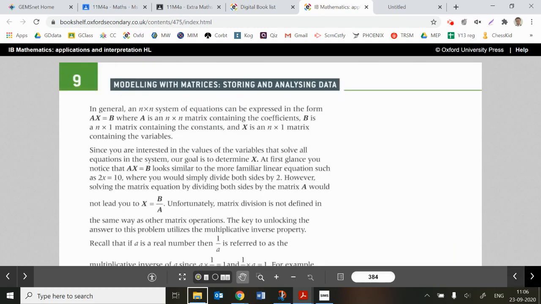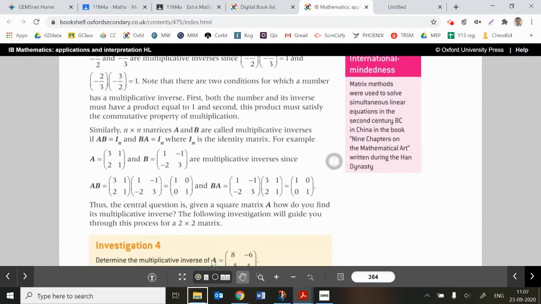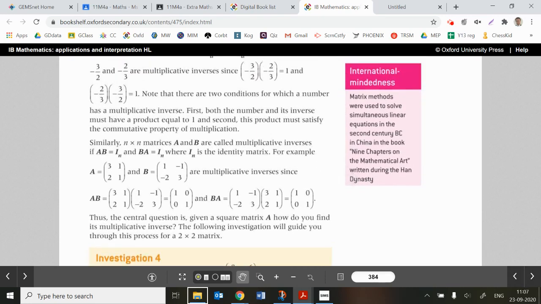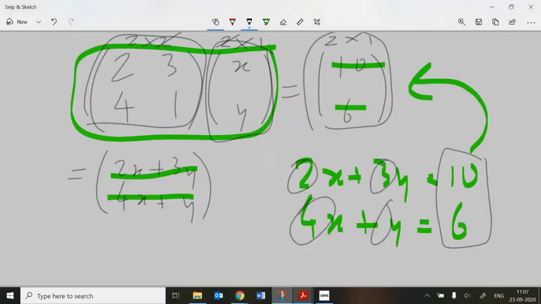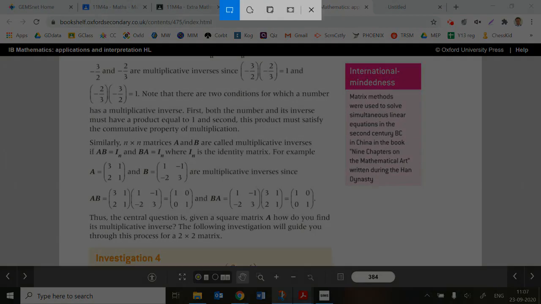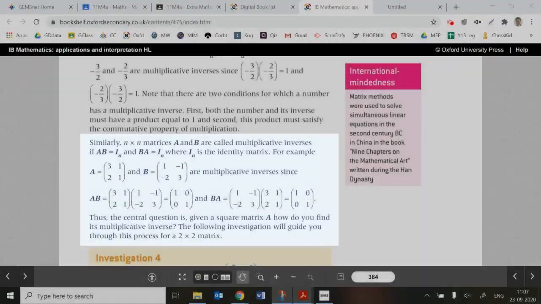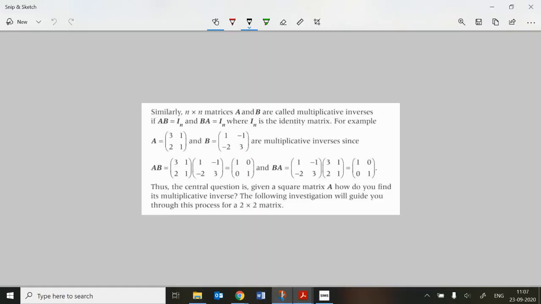Okay, so there's the theory, but we basically want to know how this works in practice. So they're suggesting here, let's just take this bit here. They're saying, well, look, if A and B are the multiplicative inverse of each other, then when you apply AB, you should get 1, 0, 0, 1, the identity matrix. But likewise, if you do it the other way around, you should also get the identity matrix.